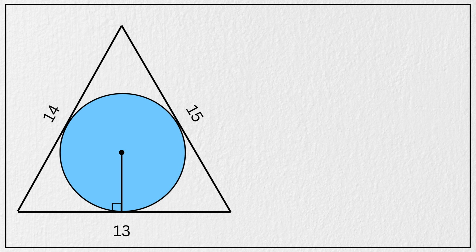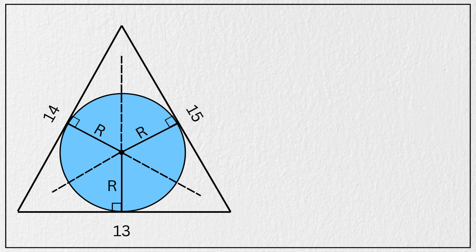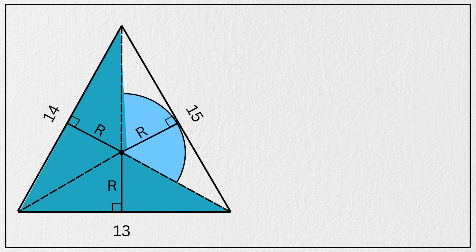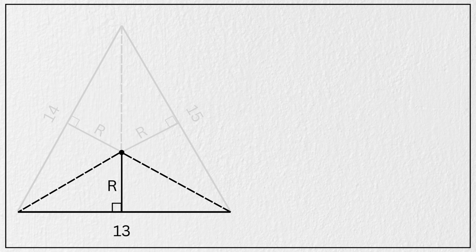Now let's do the same for these other two tangency points. Those radii are also perpendicular to the sides like this. Let us call all these radii r. Next, connect the center of the circle to the 3 vertices of the triangle like this. This divides the original triangle into 3 smaller triangles, each with height r and with bases equal to the triangle sides.